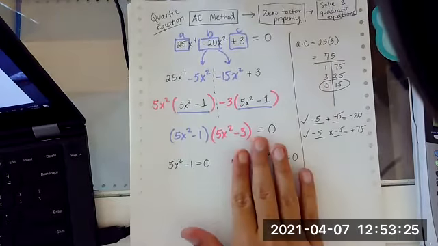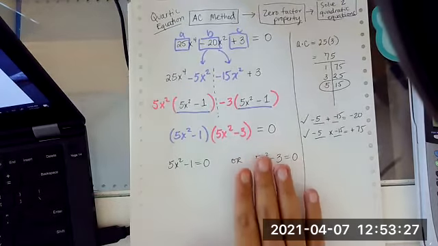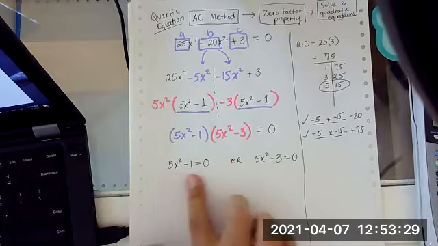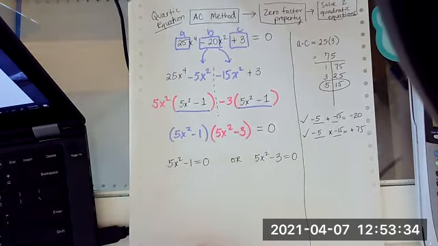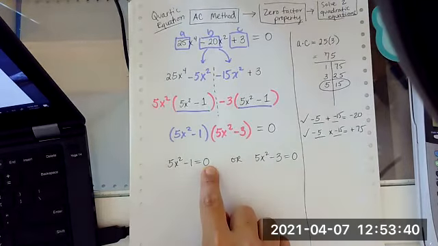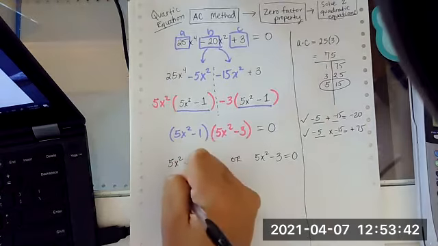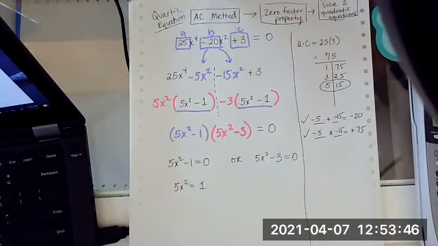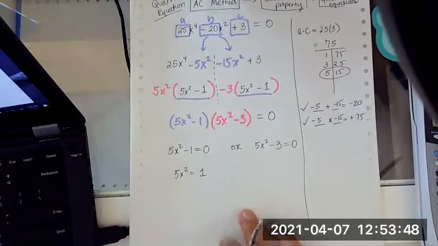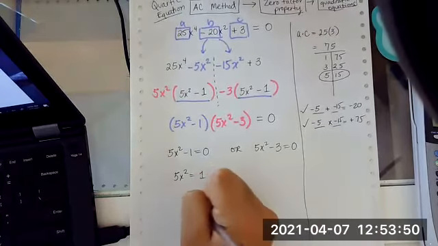But now we're going to take these one at a time. This is just a quadratic equation. And the easiest way to solve this kind of quadratic equation is to isolate the x squared. So we'll move the 1 over, and we'll get 5x squared is equal to positive 1. We'll divide by the 5. So I have x squared is equal to 1/5.